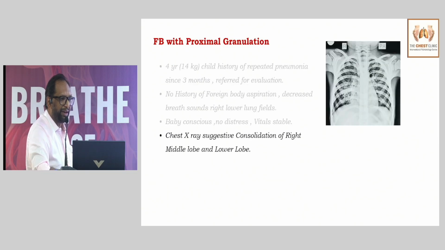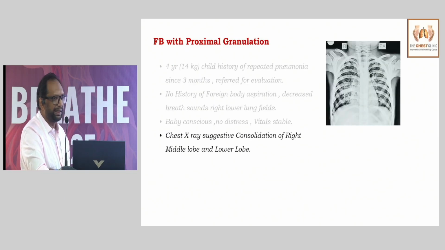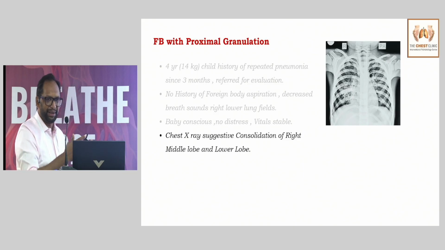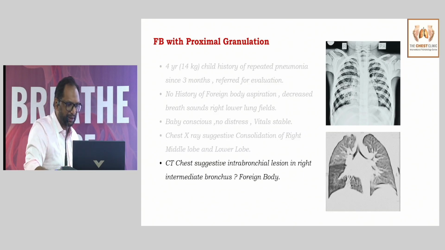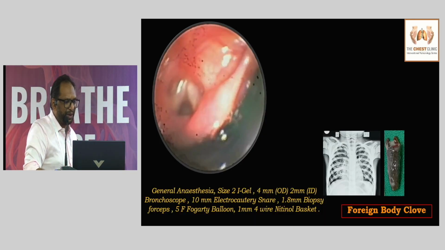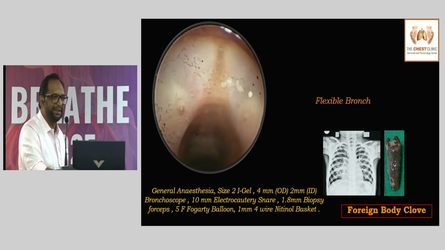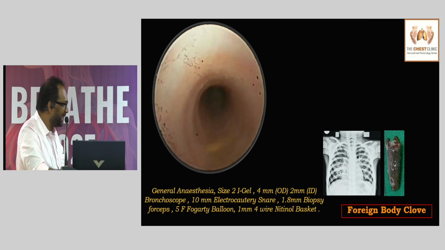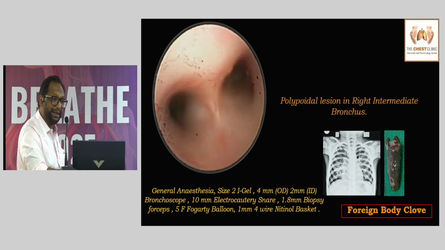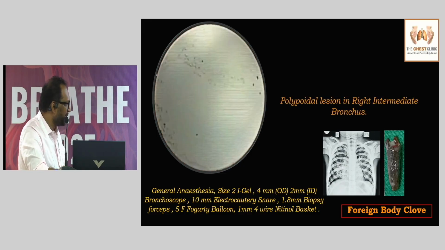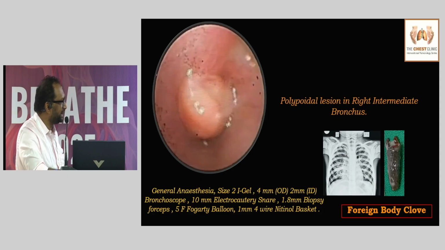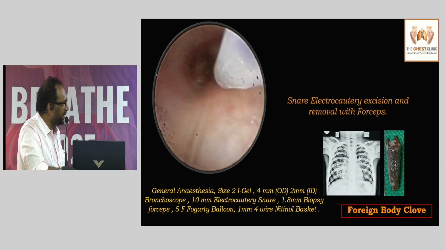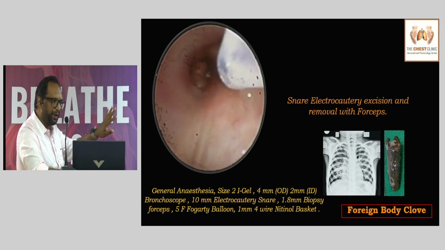So what if you have a foreign body with proximal granulation? What we are seeing is that you know there is a foreign body inside the airway, but something proximally is obstructing. When you have something proximally inside the airway and you're not able to see the foreign body, ideally what you need to do is address the proximal issue. Here the proximal issue is this granulation tissue. Once you remove the granulation tissue, you are able to see the foreign body and you can extract it.